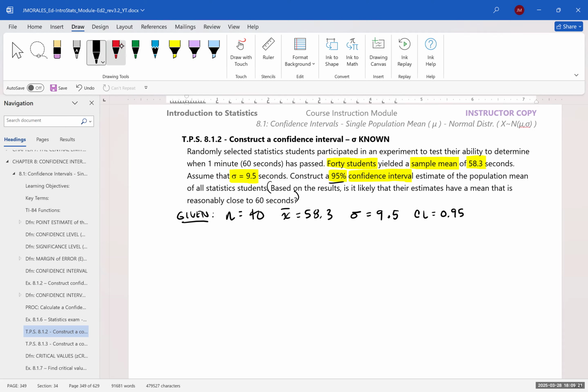It's not a bad idea when you're given a confidence level to go ahead and calculate what the significance level is going to be. And so in this case, the significance level, what do we need to add to the confidence level to add up to 1? We need 0.05. And if we were to divide that by 2, what's 0.05 divided by 2? 0.025. So it's kind of good to have those significance levels already calculated out.